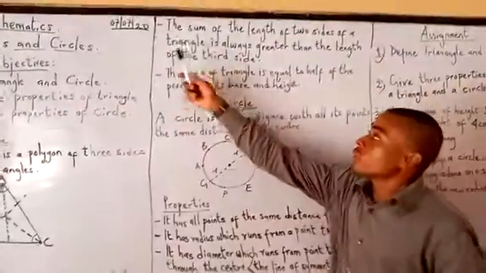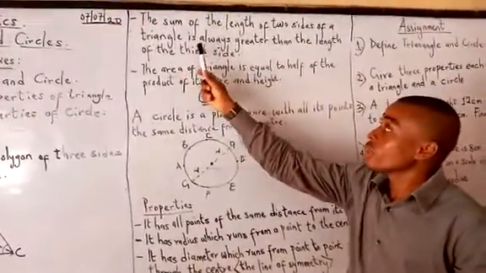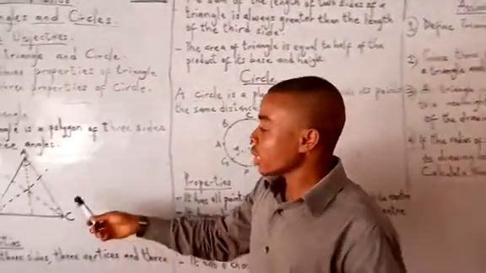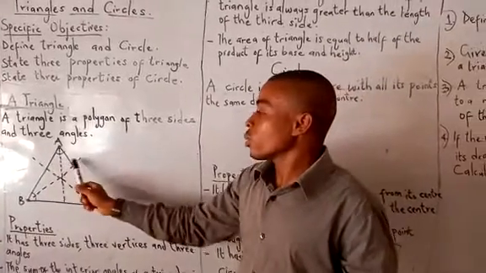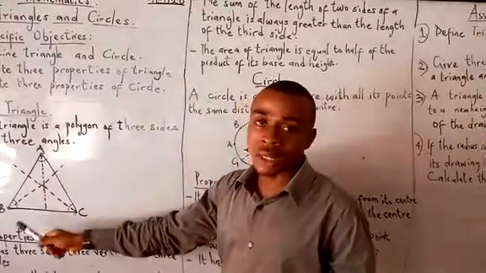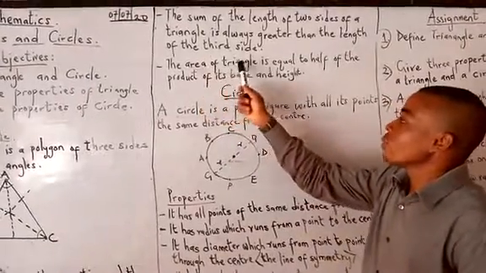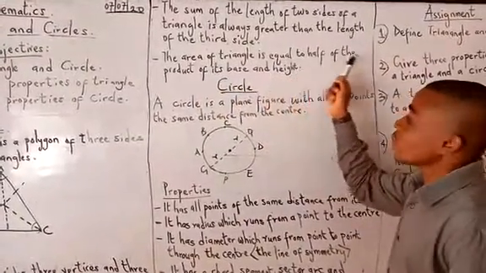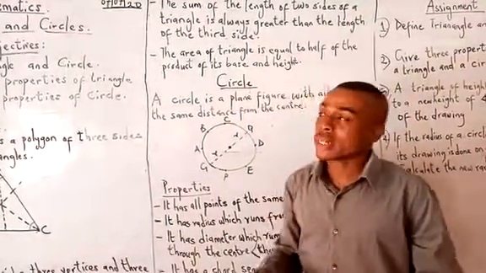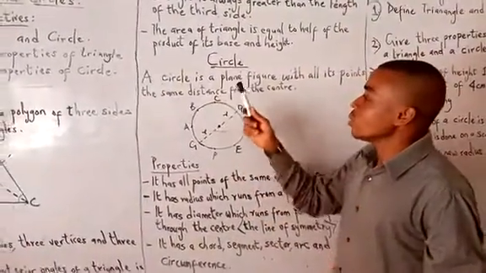Right. The sum of the lengths of 2 sides of a triangle is always greater than the length of the 3rd side. What does that mean? It means that the length of these 2 sides, for example, is usually greater than the length of this 3rd side when put together. Alright, now the area of a triangle is equal to half of the product of its base and height. That's the normal formula you have known before now, that the area of a triangle equals half base times height. Alright, quickly into the circles.